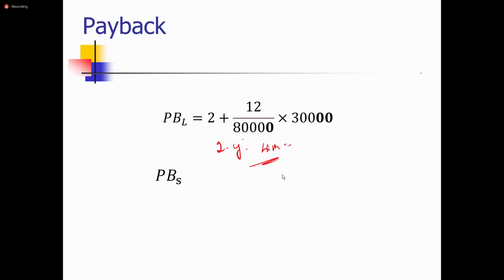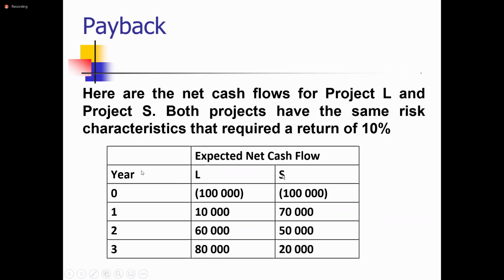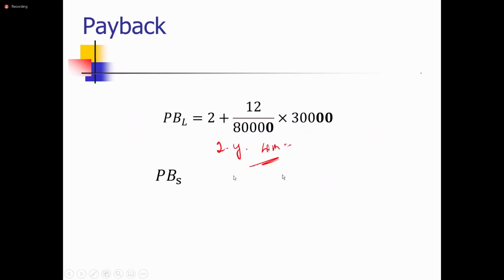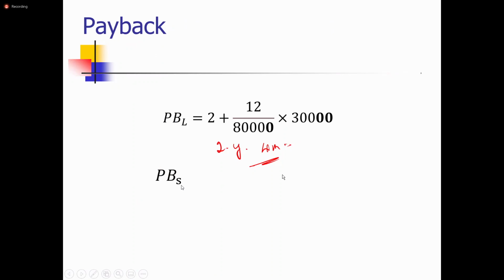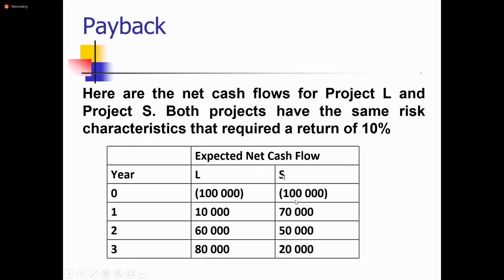This is the payback. So likewise, you can calculate payback. This is based on the non-discounted cash flows, taking the cash flow as it is, without adjusting for the time differences. So just to practice, tell me, anyone, what is the payback for project S? It is 1 year and 7 months.